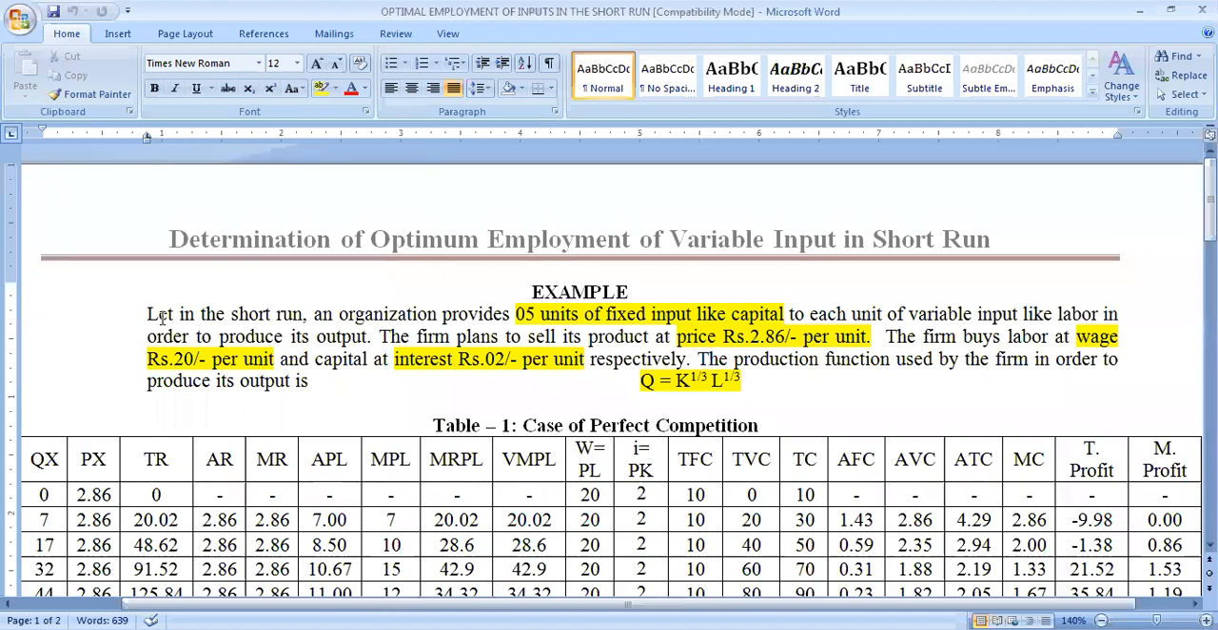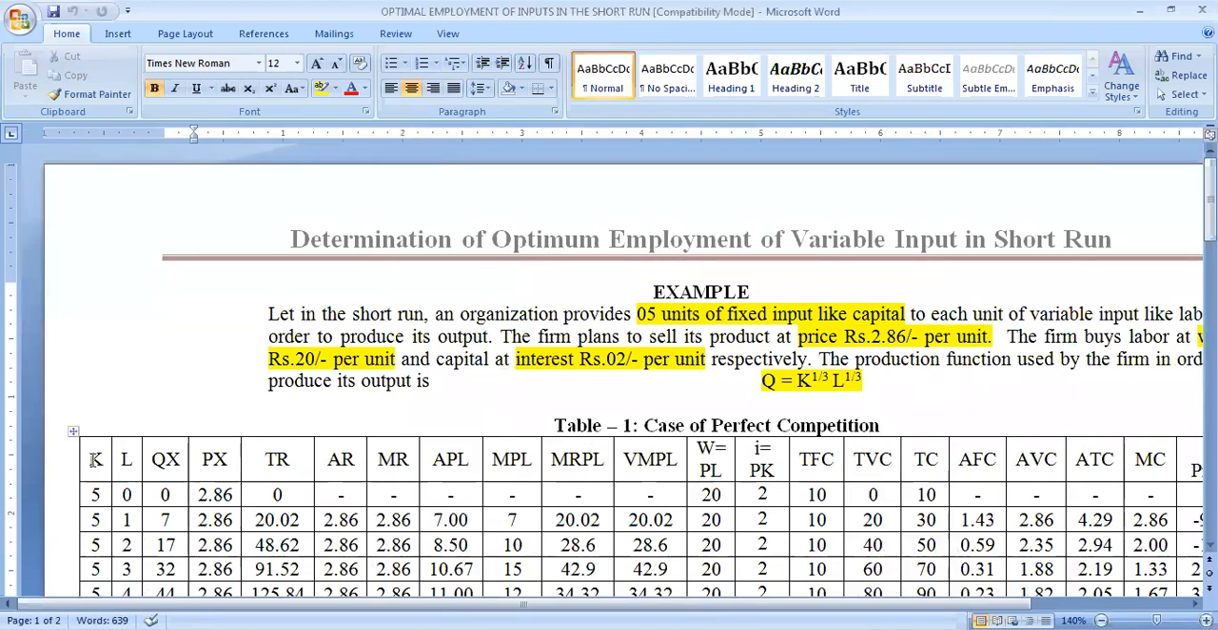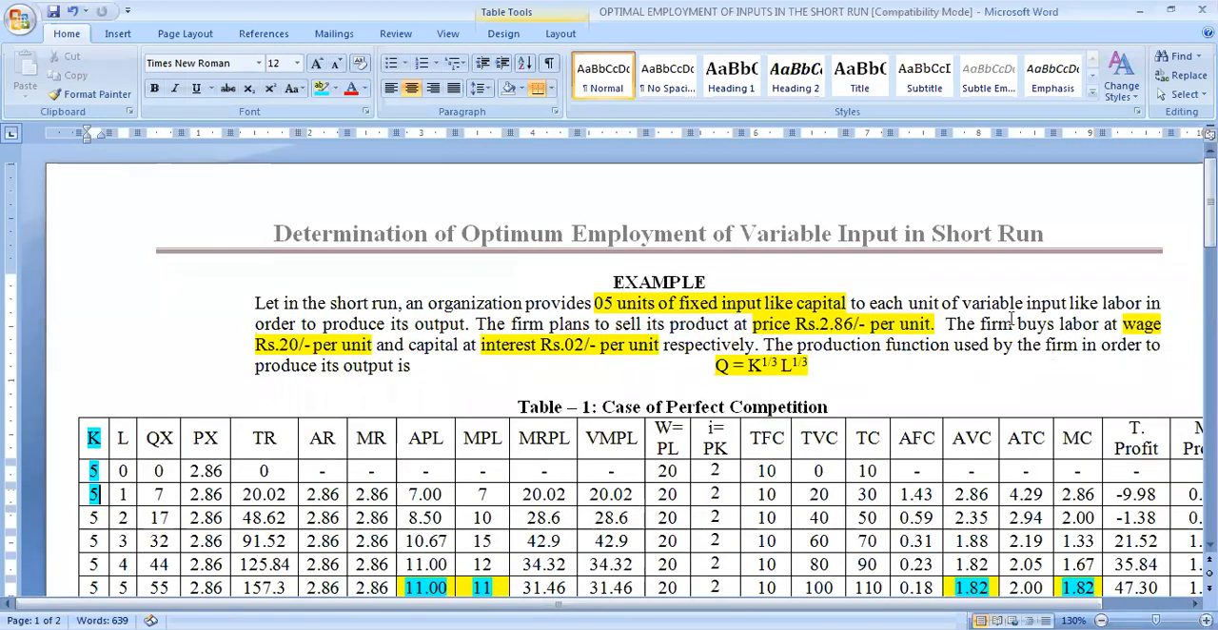In the short run, we know that there are some inputs which are fixed and some inputs which are variable. An organization provides 5 units of fixed input. When we read this 5, we come to know that the units of capital should be equal to 5, as in this table you could see that the units of labor are 5. These are not changing, right? 5 units of fixed input like capital to each unit of variable input like labor in order to produce its output.